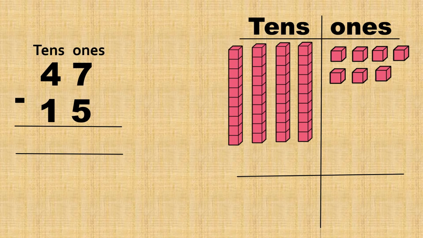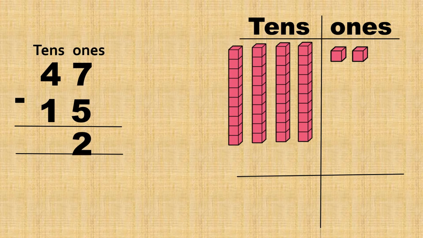Let's begin subtraction from ones place. We must subtract 5 from 7. That is, take away 5 from 7. Let's take away 5 ones block from 7 ones block. 1, 2, 3, 4, 5. We are left with 2 ones block. So, 7 minus 5 is equal to 2.